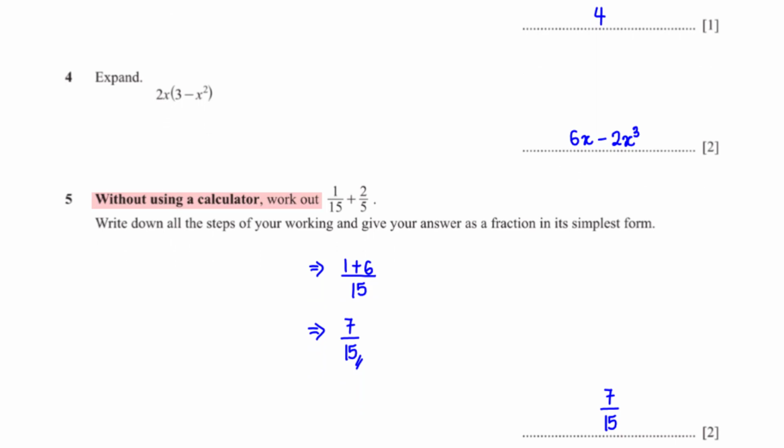Without using a calculator, work out 1 over 15 plus 2 over 5. Write down all the steps of your working and give your answer as a fraction in its simplest form. The LCM of 15 and 5 is 15. For 1 over 15, since we multiplied 15 by 1 to get the LCM, which is 15, we also need to multiply 1 by 1, which is 1. For 2 over 5, since we multiplied 5 by 3 to get 15, we also need to multiply 2 by 3, which is 6. 1 plus 6 is 7, so we have 7 over 15.